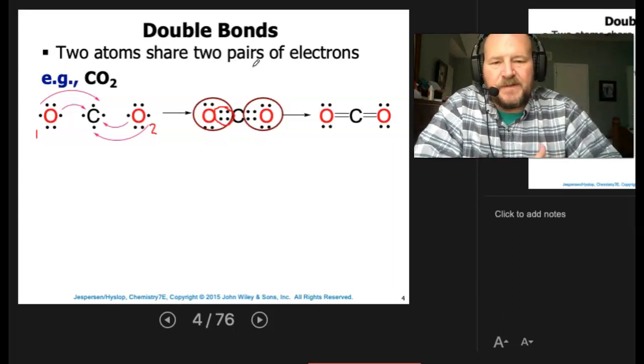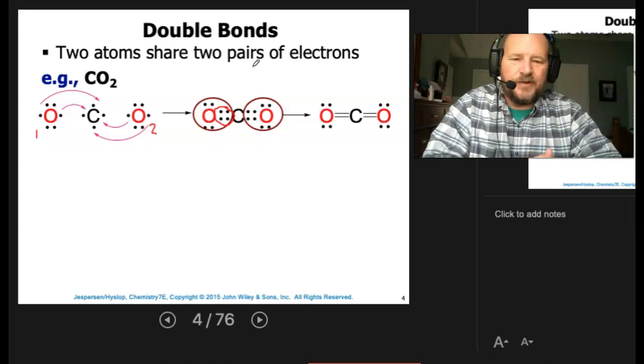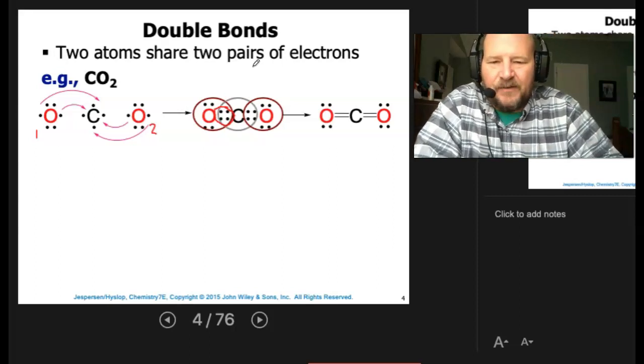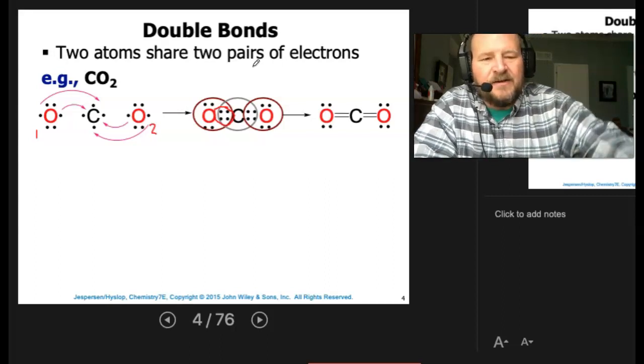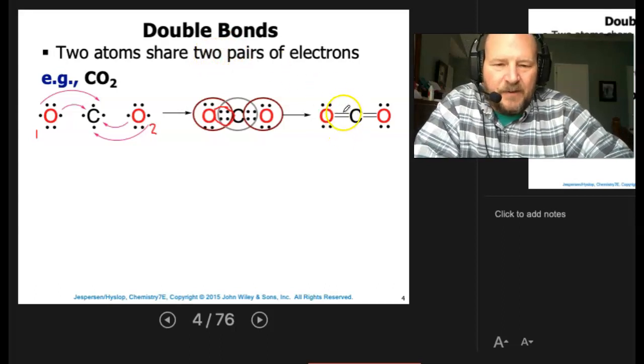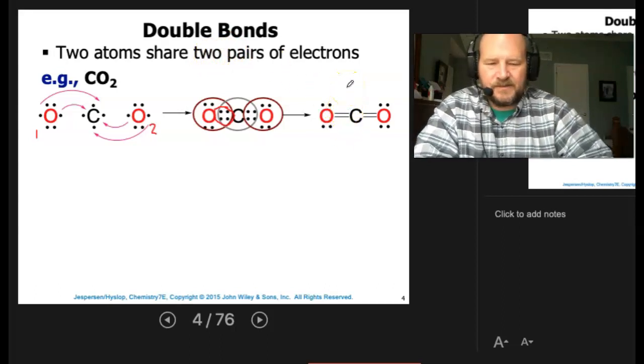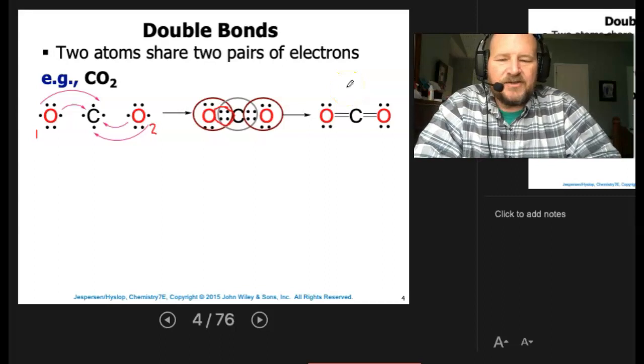And don't forget, because carbon also put two electrons into each one of those bonds, it gets to count those two bonds as well. Okay, so of course, when we go to draw it out now, since it's a double bond, instead of having one line, now we have two lines, each line representing a pair of electrons.